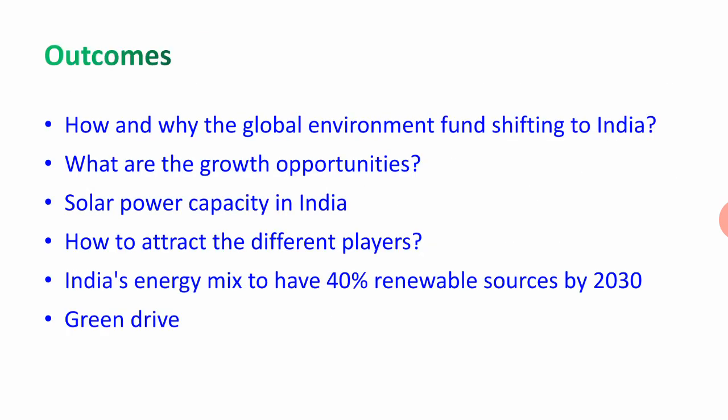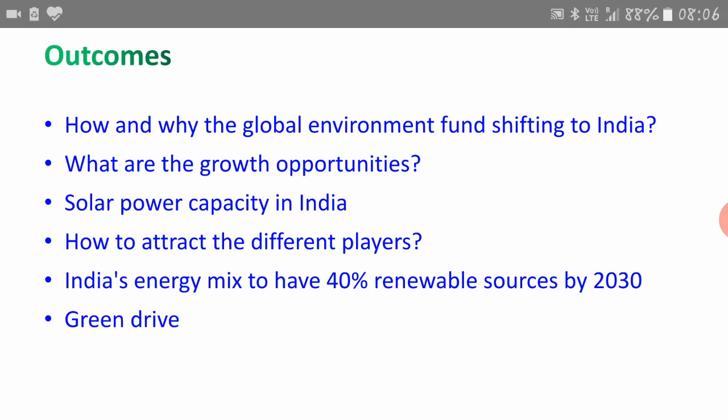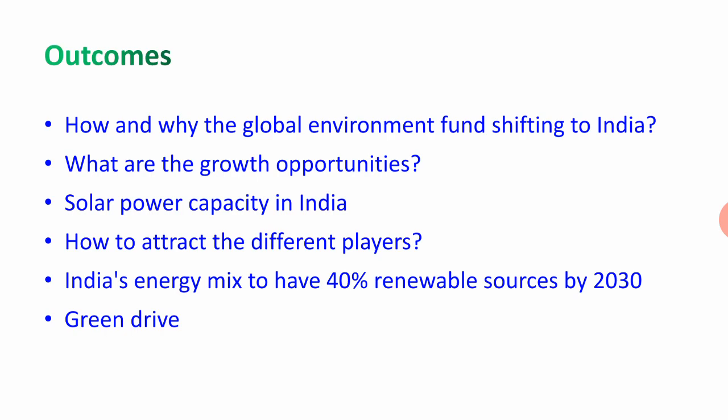So what is the main outcome from this part? We have seen how and why global environmental funds are shifting to India. Once a country reaches its target, it reduces incentives, so automatically environmental funds shift to developing nations. What are the growth opportunities in India? As we know, the population is growing, basic needs are also required, and there is a huge amount of opportunity particularly in India. And we have seen that solar capacity in India has increased to 900 megawatts of electricity generated. How to attract different players? India's energy mix is up to 40% renewable sources by 2030 and the green drive.